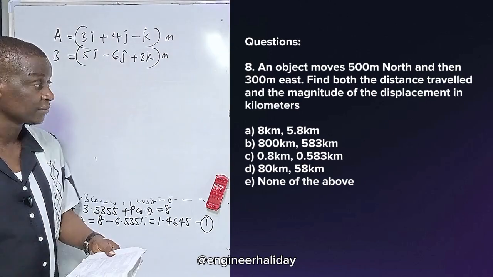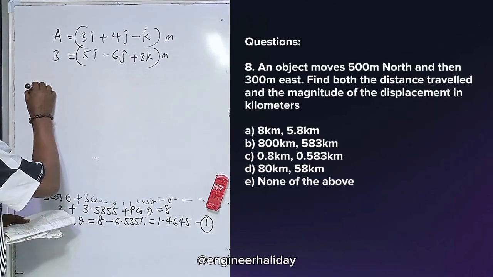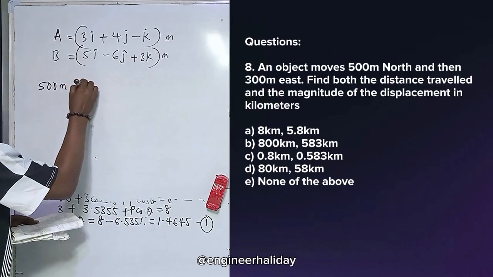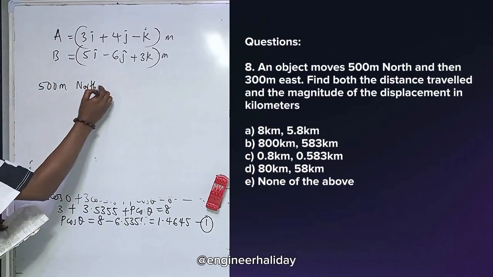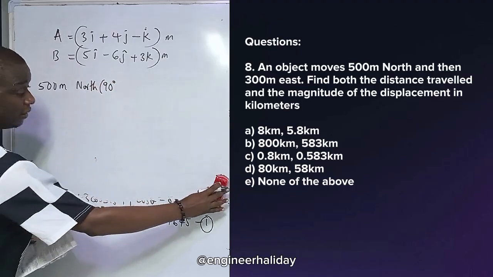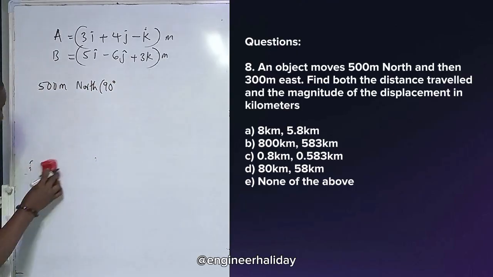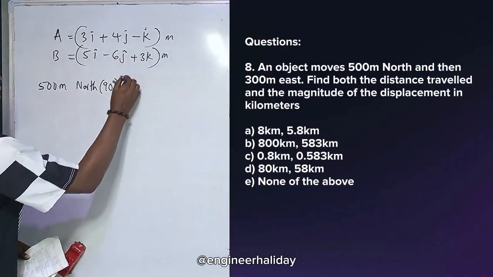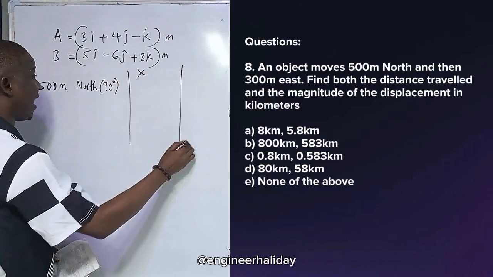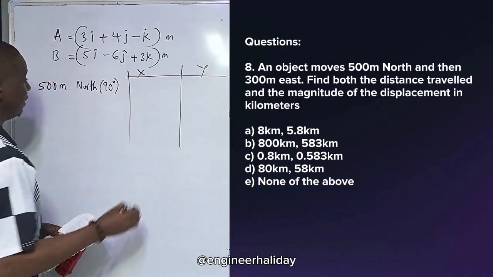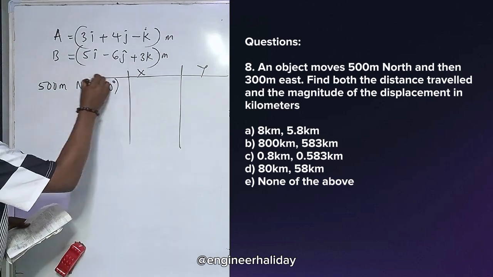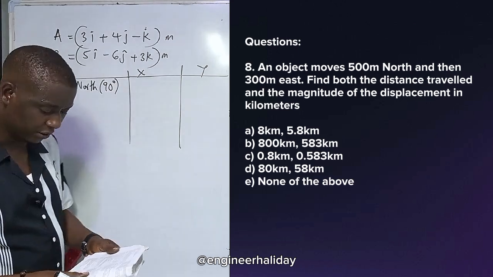500 meter north. Don't forget this one can be interpreted as north being 90 degrees. Yes, because if you are moving from the east anti-clockwise, north is 90. The x and y components will be gotten from there. Then what is the next one?